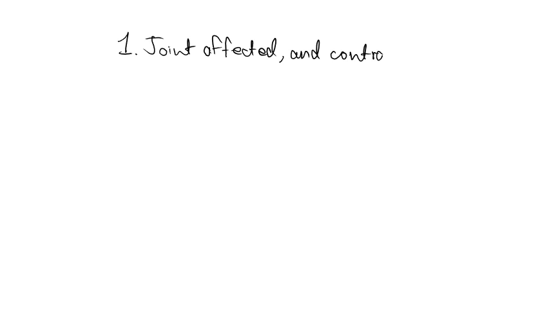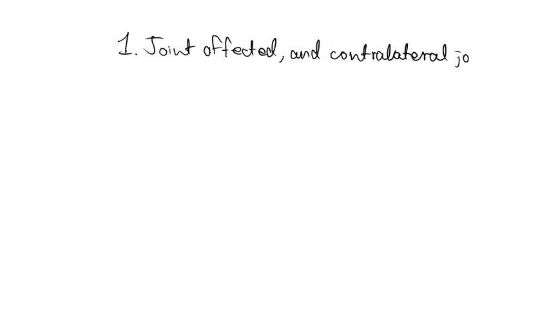identifying a joint condition. And the first one is the most obvious. When you're assessing a patient with a joint condition, you should always look at the joint that has been affected, so the actual joint that's been injured, and the contralateral joint.